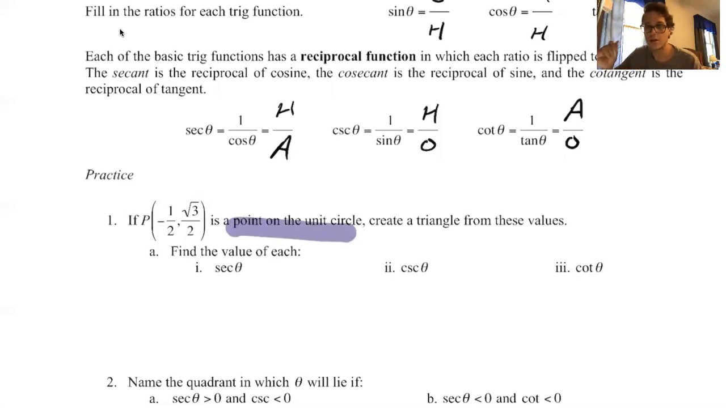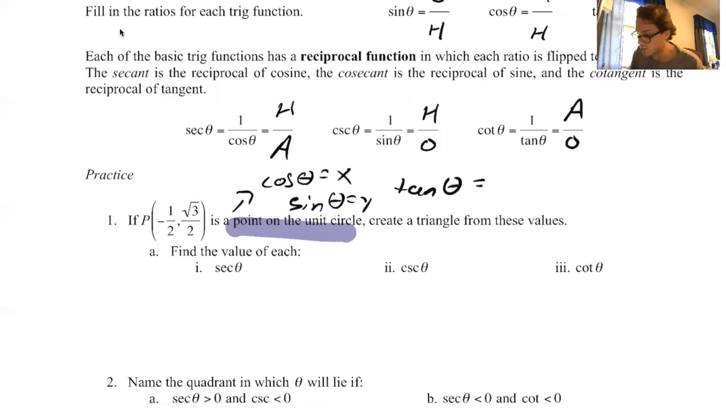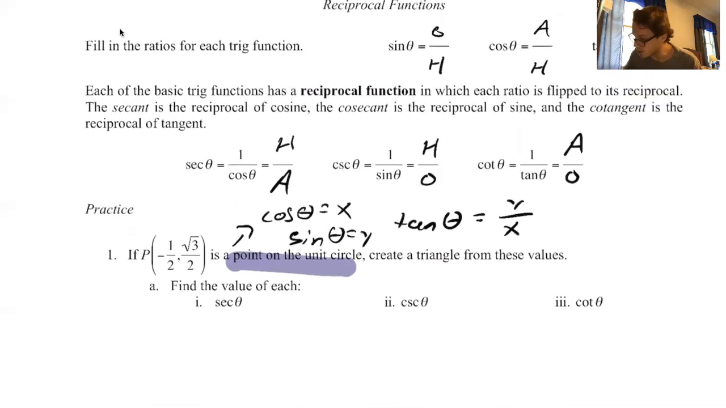Well, on the unit circle, let's just remind ourselves, cosine of theta is equal to the x-coordinate, and sine of theta is equal to the y-coordinate, while tangent of theta is always going to be equal to y over x. So let's create that triangle real quick. I'll do it over here. When I'm given coordinates of a point, I like to do it on the coordinate axis. So -1/2 is this way here. Positive radical 3 over 2 is, oh my goodness, that way.